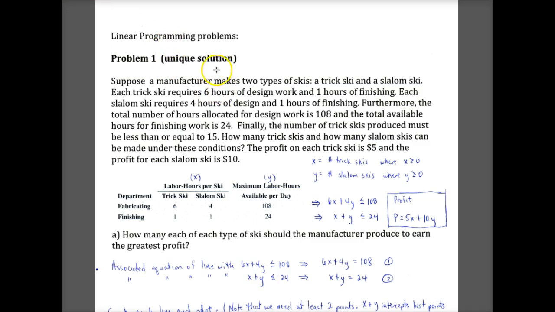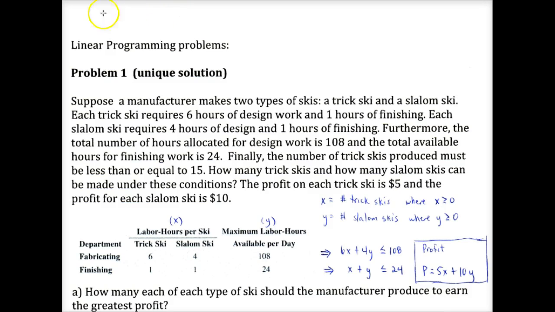All right, so to finish up here, we're going to talk about doing a linear programming problem by hand. And so I'm going to go ahead and size this correctly so that we can see everything here.